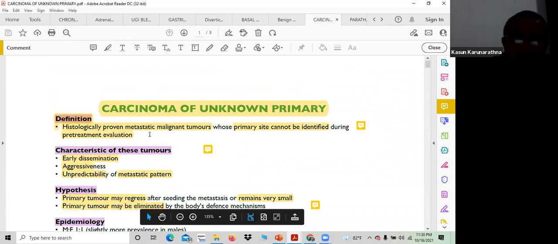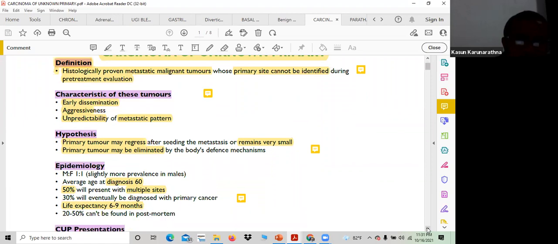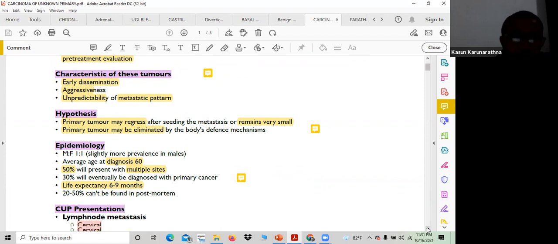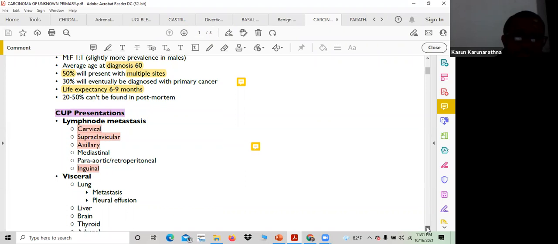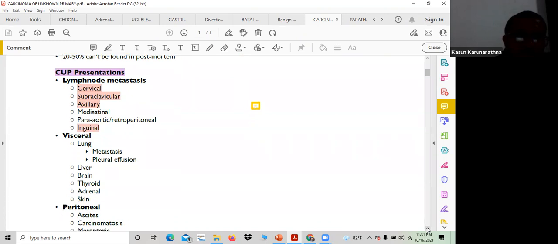Carcinoma of unknown primary is a histologically proven metastatic malignant tumor whose primary site cannot be identified during pre-treatment evaluation. Right? You have a lymph node, you do an FNAC, there are metastatic cells, but you can't find a primary site. Characteristics of these tumors: early dissemination, aggressiveness, unpredictability of metastatic pattern. CUP presentations: lymph node metastasis, visceral metastases in lung, liver, brain, thyroid, or peritoneum, right?